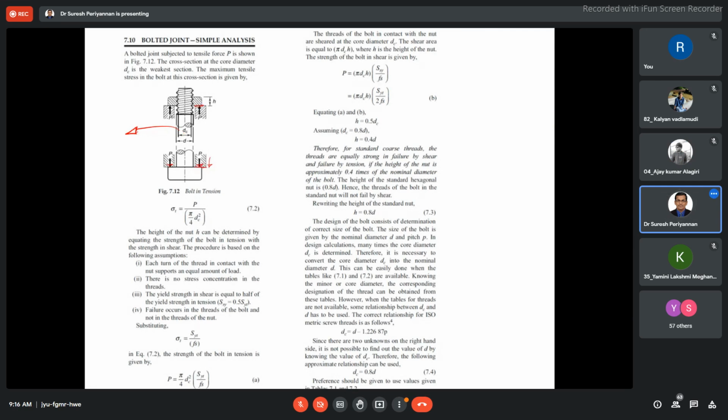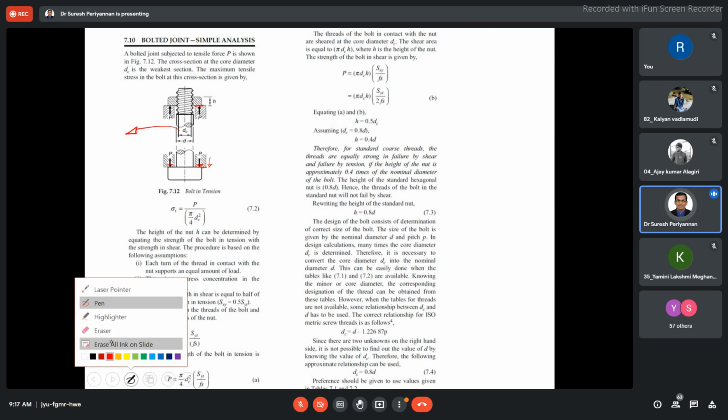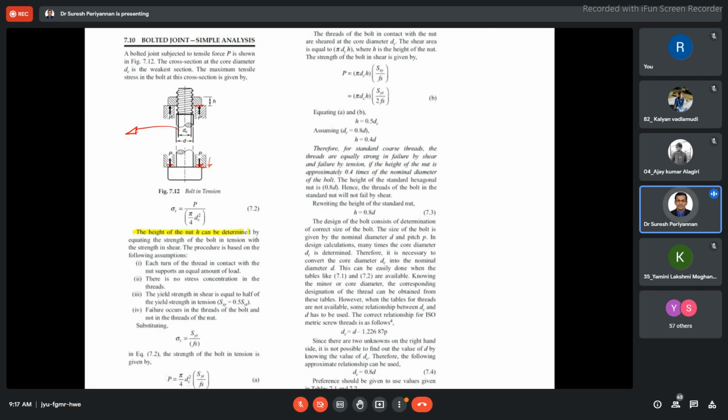Okay, and come to this. This is a normal calculation only. The height of the nut can be defined. This is very simple, not a difficult one. The height of the nut H can be determined by equating the strength of the bolt in tension with the strength in shear. I mean, failure by shear strength is equal to failure by tension. If you consider this concept, you will be able to define the height of the nut.